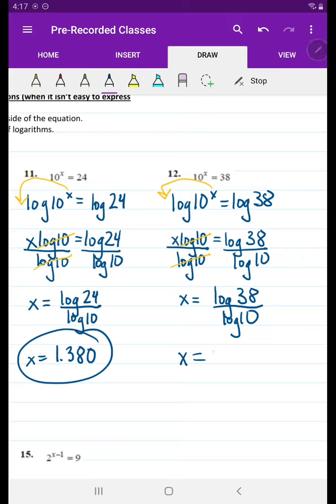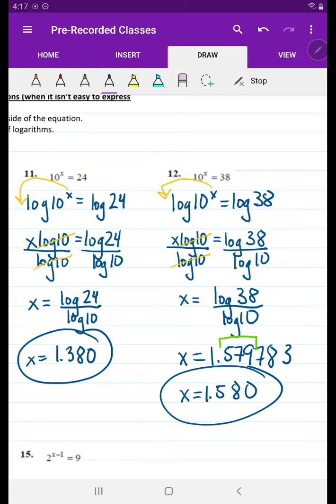And I'm going to get x is, so my calculator says 1.579783. Well, I really only want 3 decimal places, so I've got to round. So let's say we would round that up. We're going to say 1.580. And that will be the answer here.